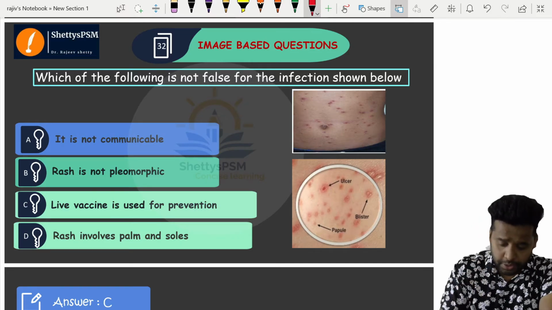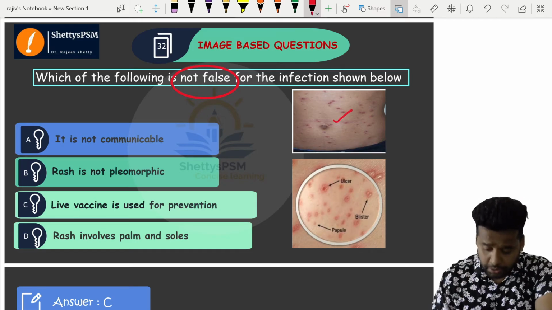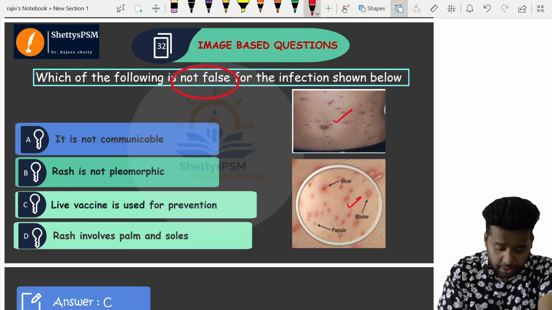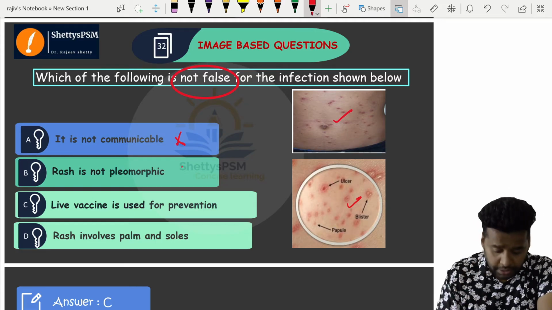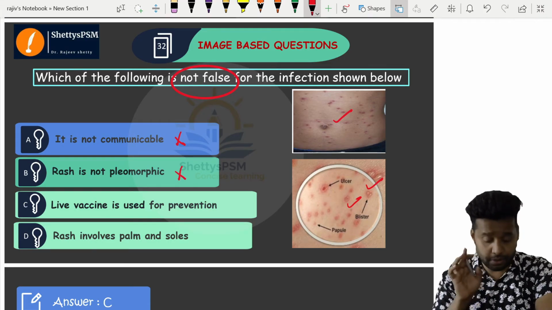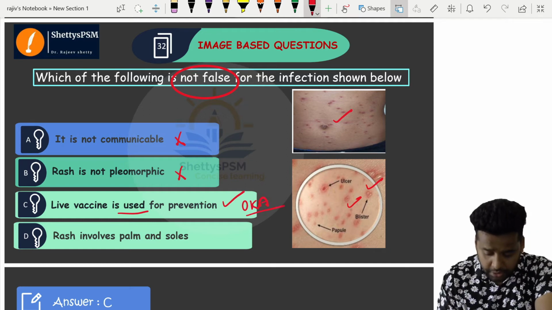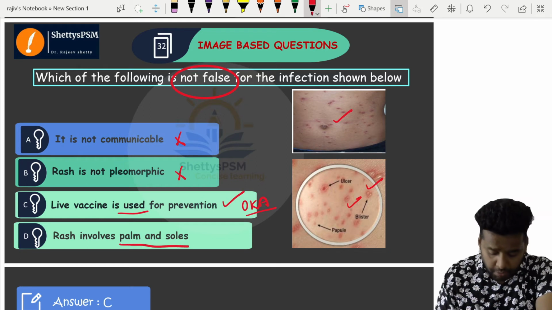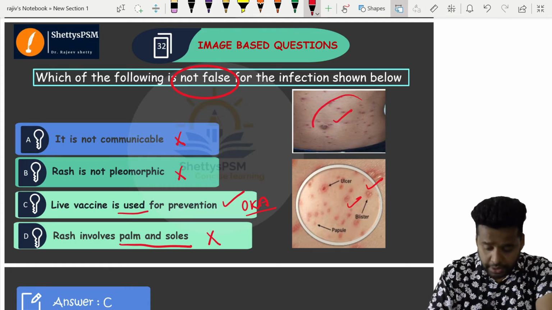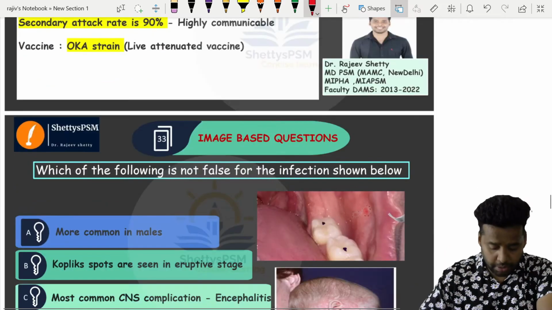Which of the following is not false, meaning which of the following is true? Centripetal distribution, pleomorphism, all these are features of chickenpox. So it is not communicable? No, it is communicable. The rash is not pleomorphic? No, it is pleomorphism, what you are seeing are different stages of rash. Live vaccine is used for prevention, correct. Oka strain is used for prevention. Rash involves palms and soles? No, it is not centrifugal. It is centripetal distribution. The density is more in the trunk. Good. Come to the next question.